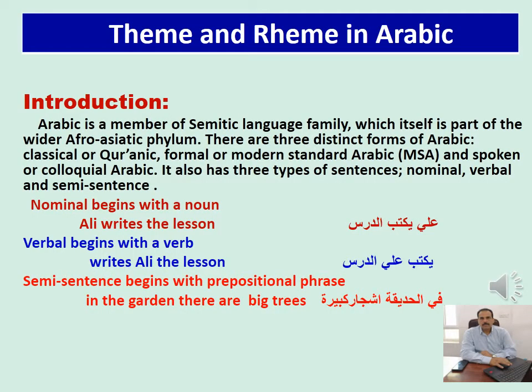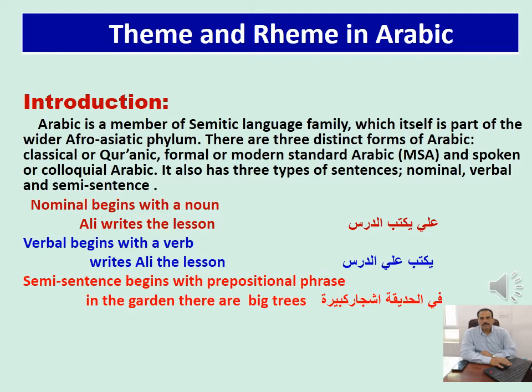Theme and rheme in Arabic. Before we talk about Arabic, we should know what the Arabic language is. Arabic is a member of the Semitic language family, which itself is part of the wider Afro-Asiatic phylum. There are three distinct forms of Arabic: classical or Quranic, formal or modern standard Arabic, and spoken or colloquial Arabic. It also has three types of sentences: nominal, verbal, and semi-sentence.